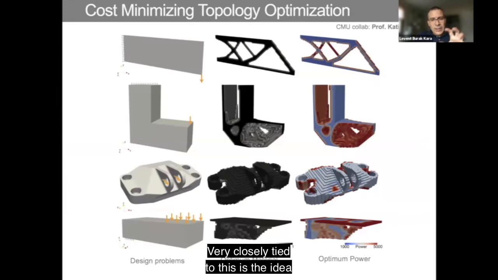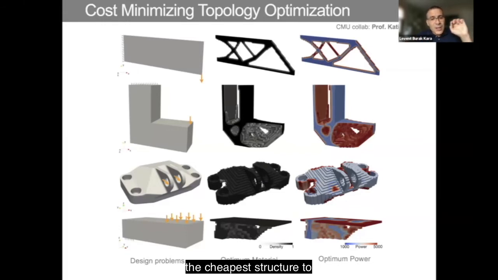Very closely tied to this is the idea of minimizing the cost as well as minimizing the weight. So simultaneously minimizing cost and weight. It turns out that there's a trade-off between cost and weight. You have to trade off one to minimize the other and vice versa. And this is a collaboration with Professor Katie Whitefoot in our mechanical engineering department. But we have discovered interesting trade-offs where the cheapest structure to manufacture may not be the lightest structure.